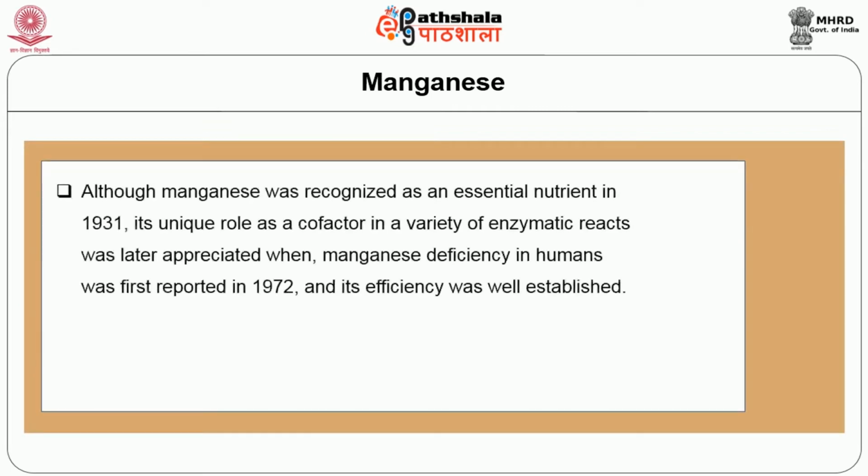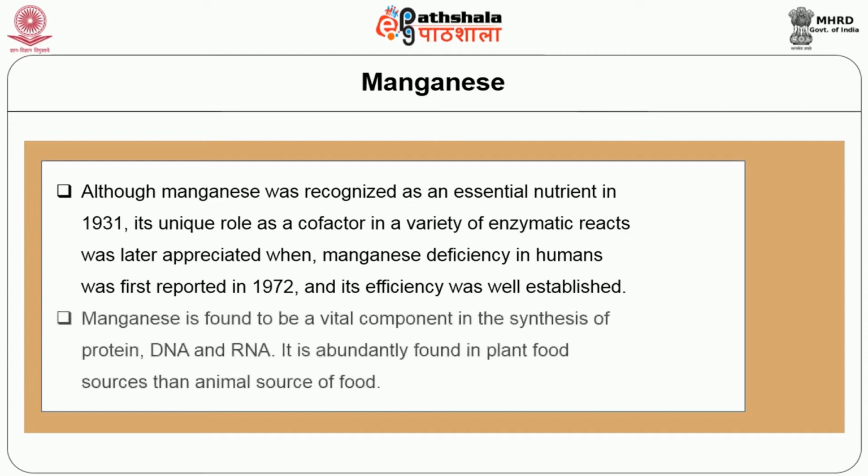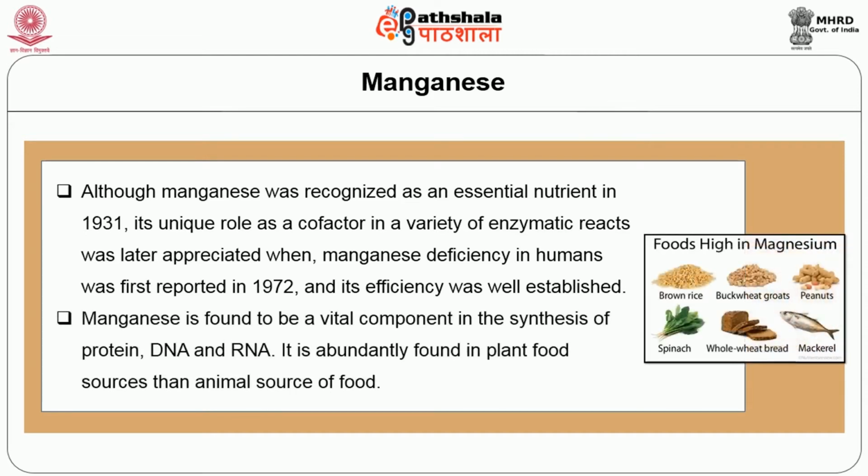Although manganese was recognized as an essential nutrient in 1931, its unique role as a cofactor in a variety of enzymatic reactions was appreciated later, when manganese deficiency in humans was first reported in 1972 and its essentiality was well established. Manganese is found to be a vital component in the synthesis of protein, DNA and RNA. It is abundantly found in plant food sources rather than animal sources of food.